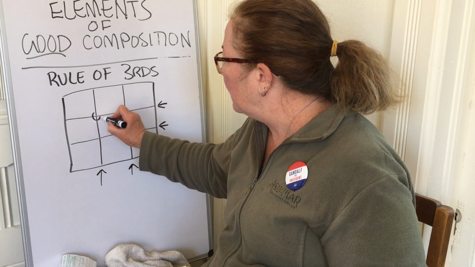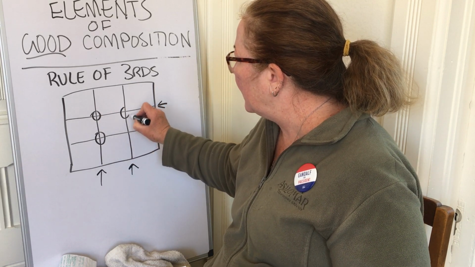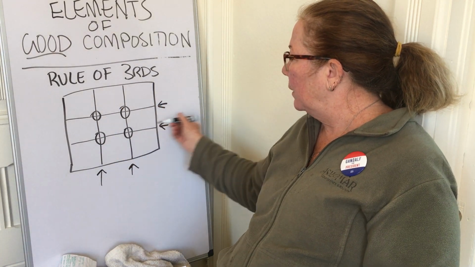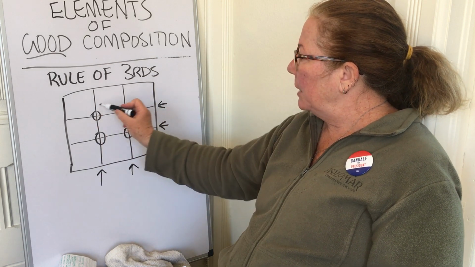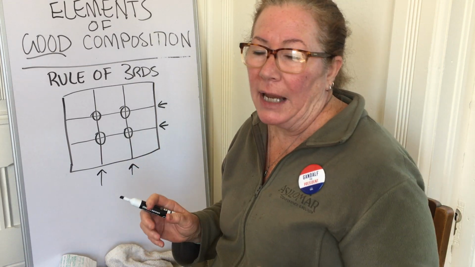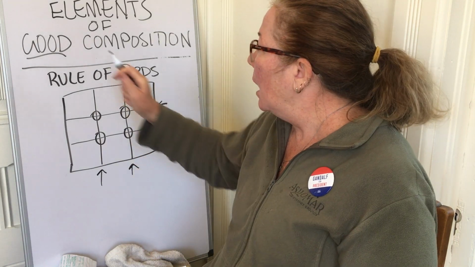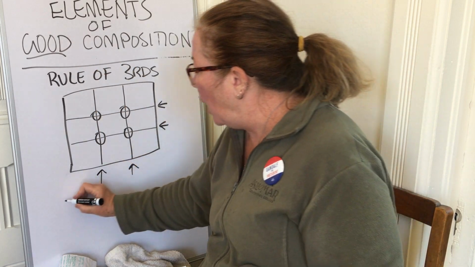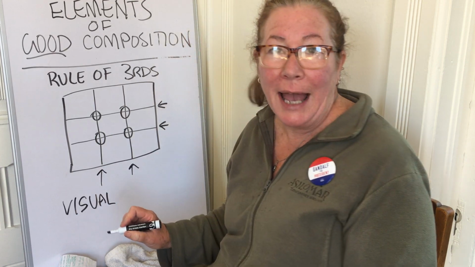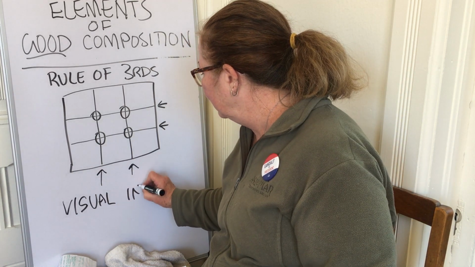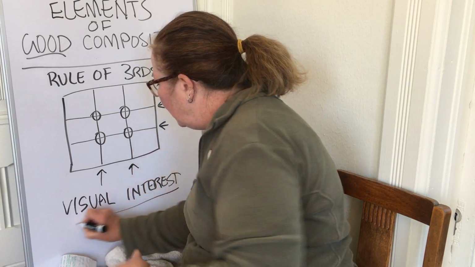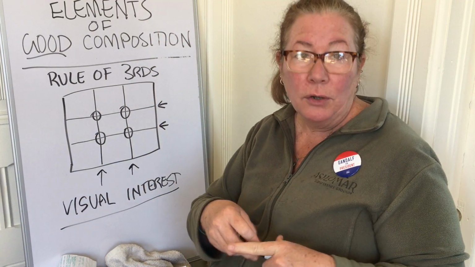And your subject should definitely be intersecting with one of these four intersections. So you want important elements along these lines, and you want to make sure that your subject, or subjects, intersect with one of these, and that can create a really pleasing composition, a good composition that gives you a lot of visual interest, right? Visual interest means you want to look at it over and over again. So the rule of thirds is something you can use all the time.